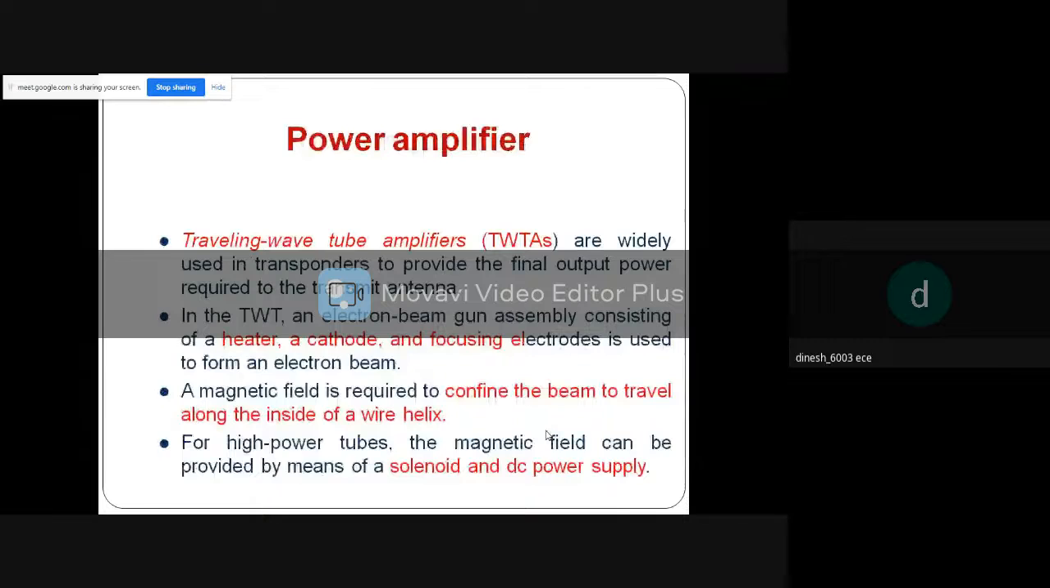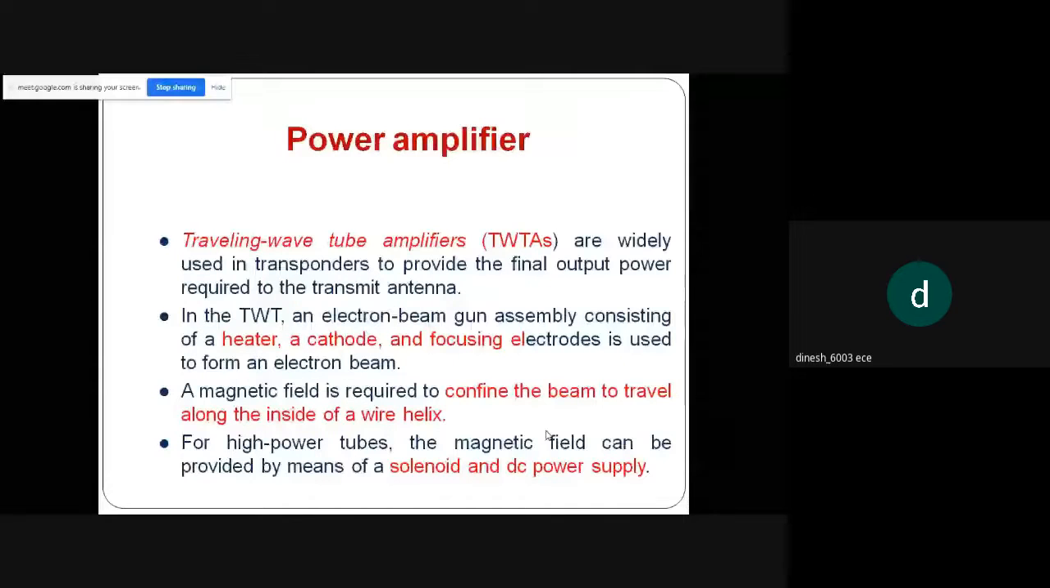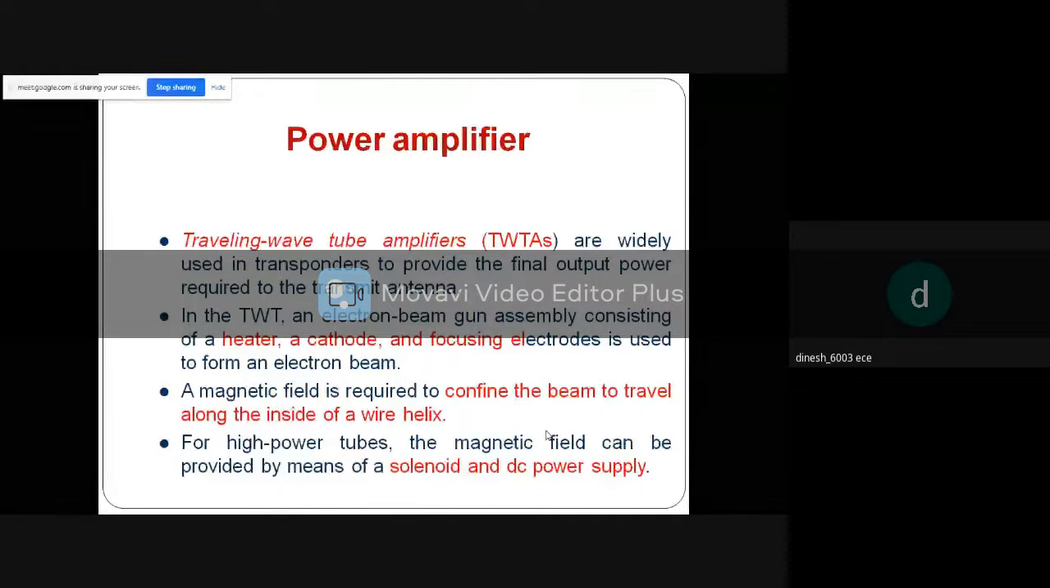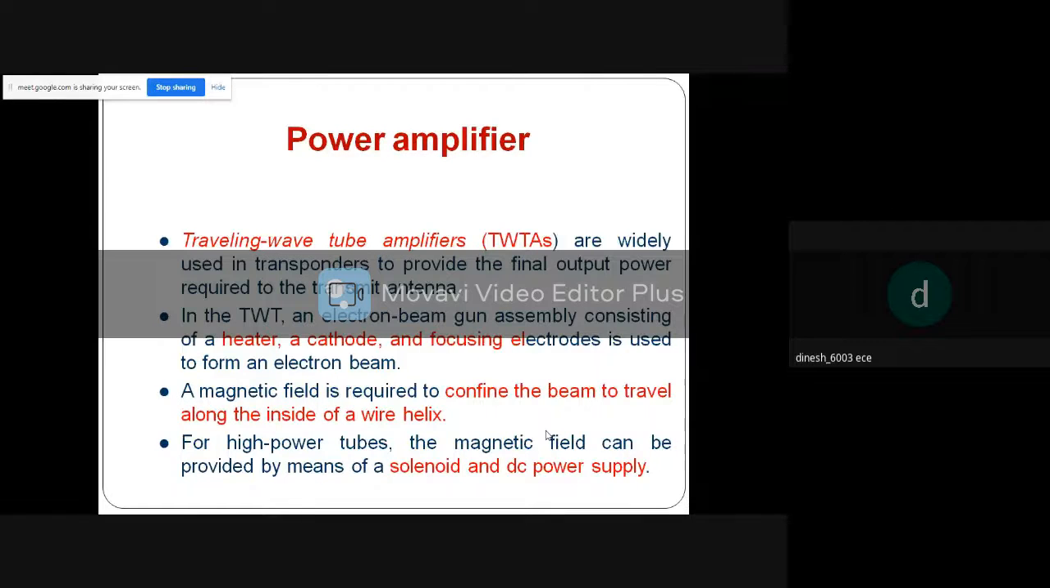So why do we go for this TWT? The power amplifier used is your TWT. So the TWTs are widely used in transponders to provide the final output power required for the transmitting antenna. So we have an electron beam gun assembly consisting of heater, cathode, and focusing electrodes to form the electron beam, and a magnetic field which is confining the beam to travel along the inside of a wire helix. And for high power tubes, the magnetic field can be provided by means of a solenoid and a DC power supply.